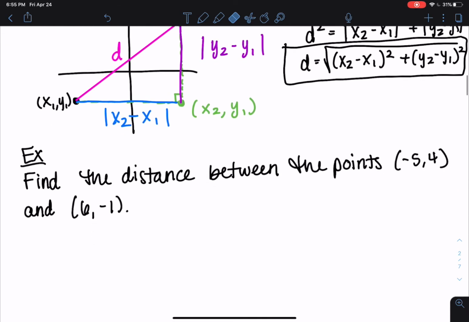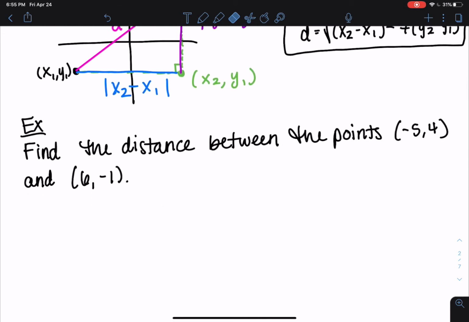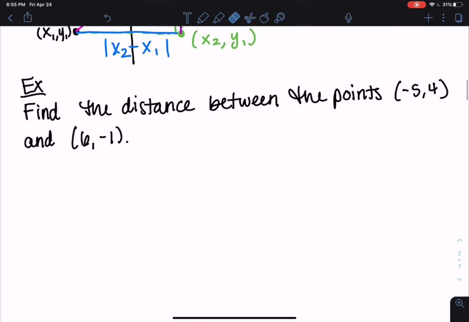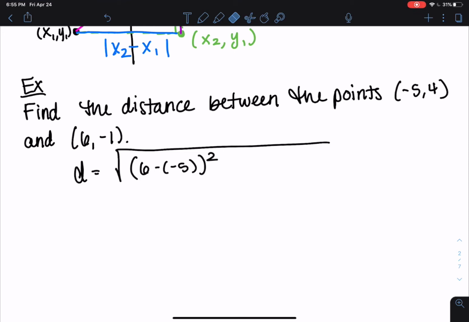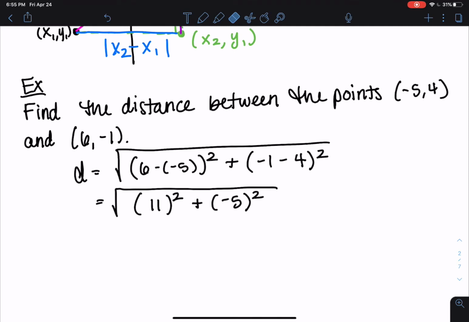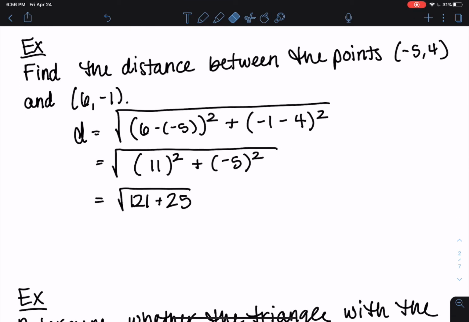So let's utilize that to find the distance between 2 points, -5, 4, and 6, -1. Makes no difference which point you pick to be first or which point you pick to be second. So our distance is going to be a square root. We look at the difference in x's squared plus the difference in y's squared. So we just need to simplify. 6 minus -5 is 11. -1 minus 4 is -5. So we get the square root of 121 plus 25, which is root 146.